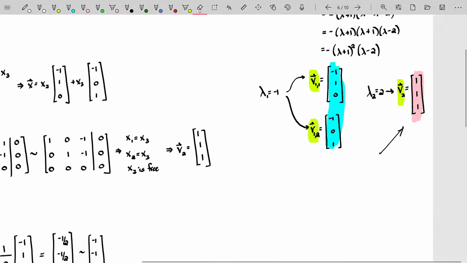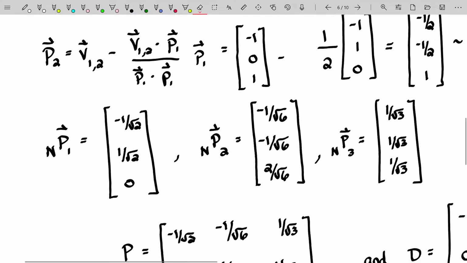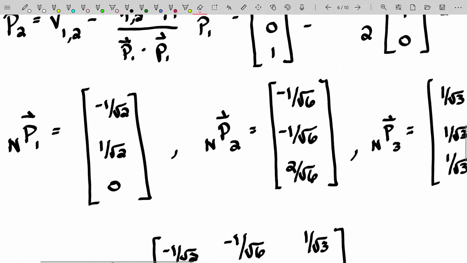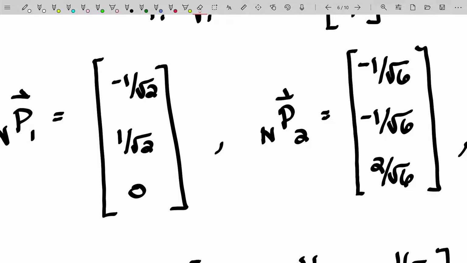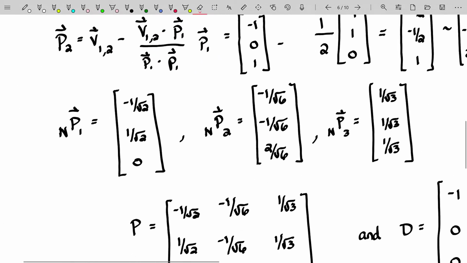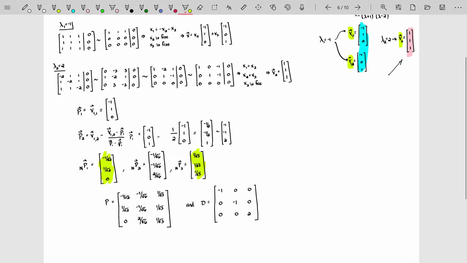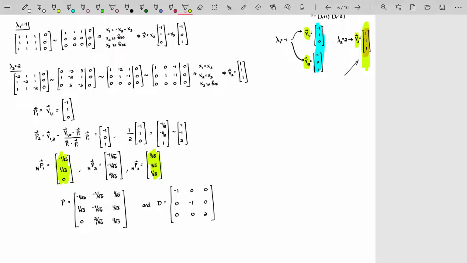Nope, I found P, which consisted of 3 orthonormal vectors. It is true, but 2 of them were totally not eigenvectors. Actually, one of them was not an eigenvector. This middle one wasn't an eigenvector, but the 2 edges were actual eigenvectors. This is an eigenvector, that's an eigenvector, because if you look at the original eigenvectors, 1, 1, 1 was an eigenvector, so divide that by root 3, it's still an eigenvector. And negative 1, 1, 0 was an eigenvector, so divide that by root 2, it's still an eigenvector.